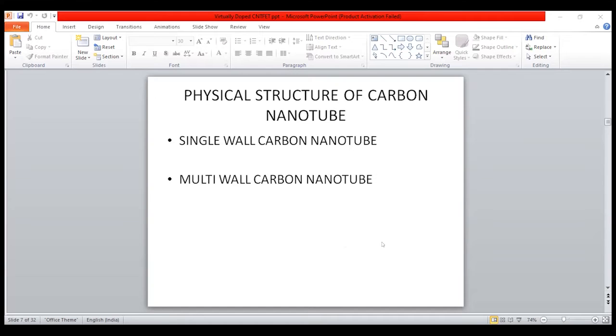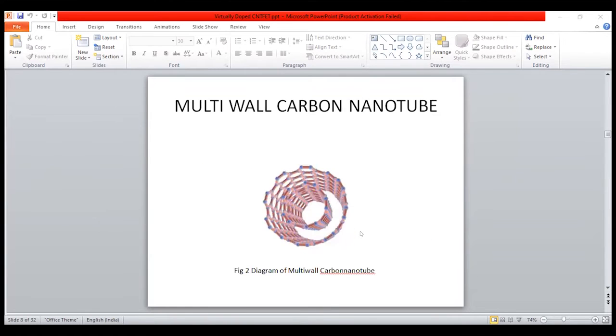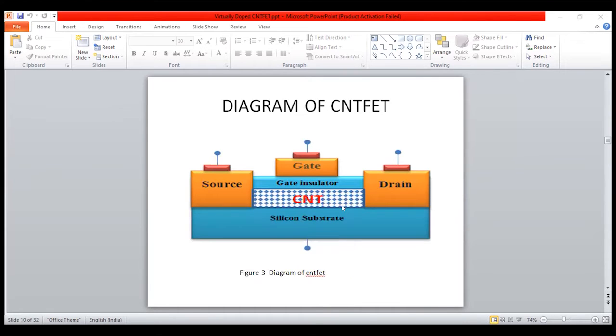The physical structure of carbon nanotubes consists of single-wall carbon nanotubes or multi-wall carbon nanotubes. This is the figure of a single-wall carbon nanotube having one layer of graphene. This second slide is of a multi-wall carbon nanotube, which consists of two layers of graphene. This is a diagram for a CNTFET, where we have a source, drain, a gate, and in between them a carbon nanotube is inscribed.